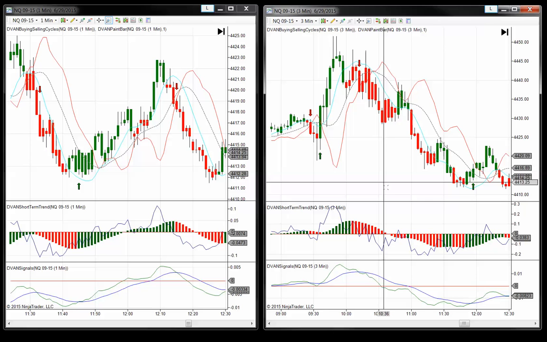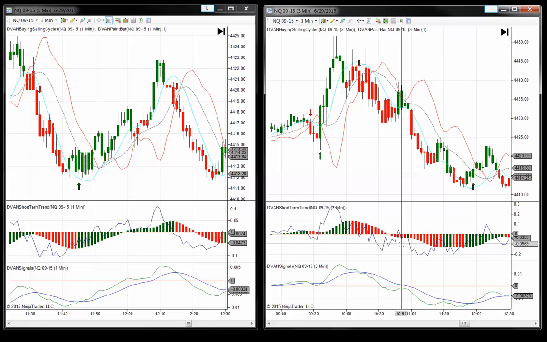Another good re-entry point, as you can see, the leading line is down, moves back up above zero on the short-term trend indicator, and then breaks back down right here. These re-entry points are going to be quick, and they're going to get you in at very favorable points to the up and down side.